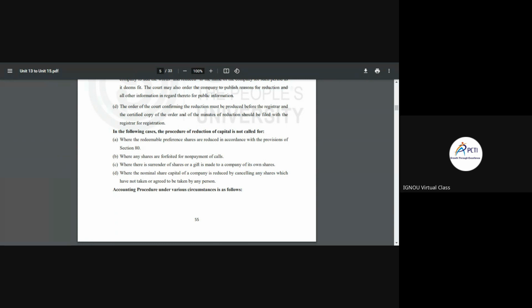Third one is where there is surrender of shares or a gift is made to a company of its own shares. That means a particular company surrenders as a gift. Fourth one is where the nominal share capital of a company is reduced by cancelling any shares which have not been taken or agreed to be taken by any person.